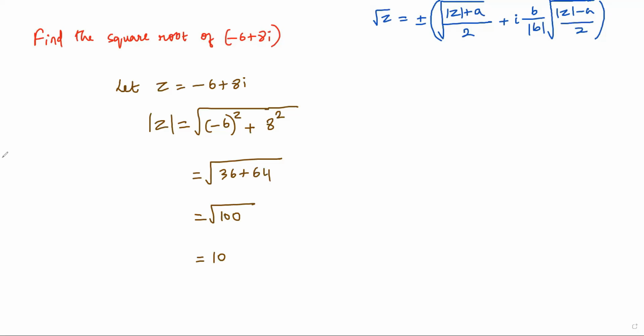Now if I compare the given complex number with a + bi, I get a = −6 and b = 8. So now we can plug in all these values.